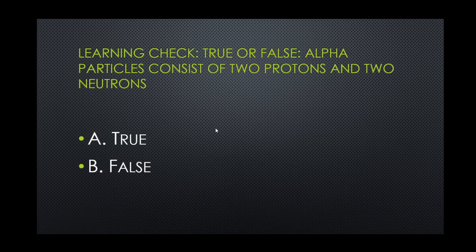All right, so let's do a learning check real quick. True or false? Alpha particles consist of 2 protons and 2 neutrons. So take a minute. What do you think? Do you think that is true? You can go back, look at your notes. It consists of 2 protons and 2 neutrons, an alpha particle. Hopefully you came up with true.